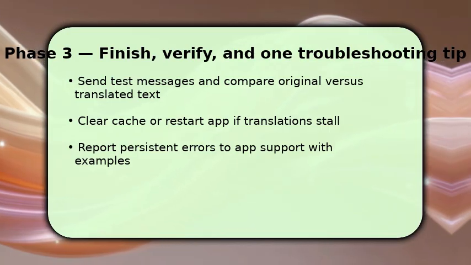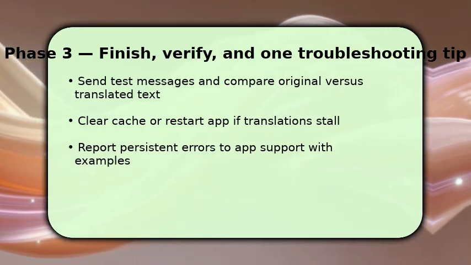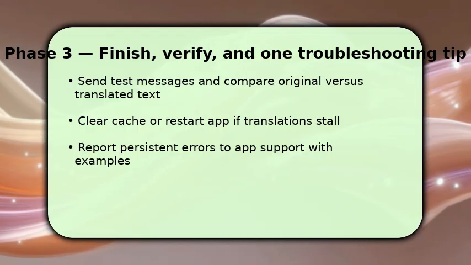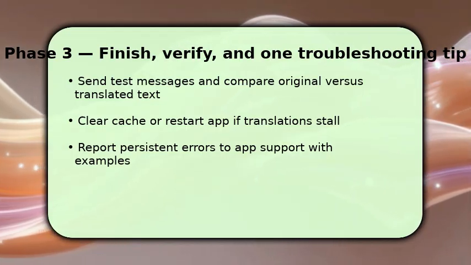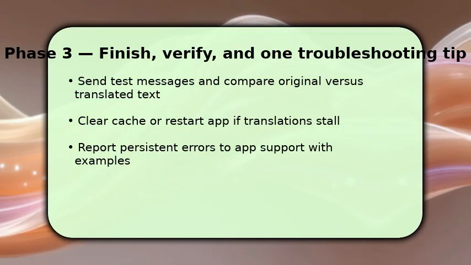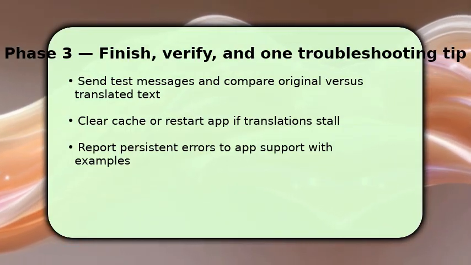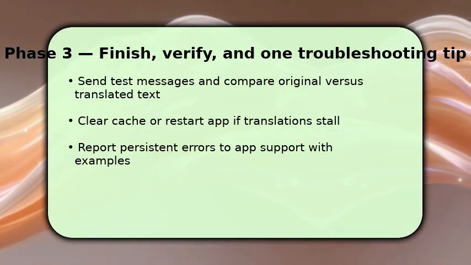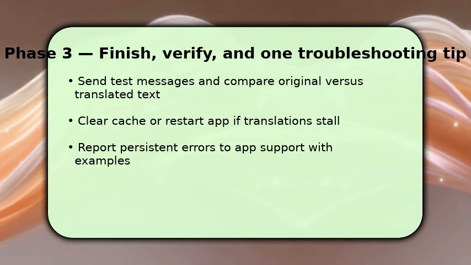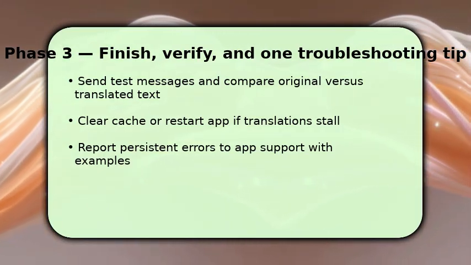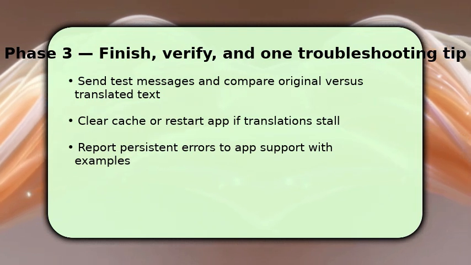Once done, if translations stop appearing, clear the app cache, toggle translation off and on, or restart the device. If issues persist, make sure your app is up to date and report the problem to support with screenshots and example phrases. This speeds diagnosis. One tip: temporary network glitches often cause failures, so check connectivity before deeper troubleshooting.